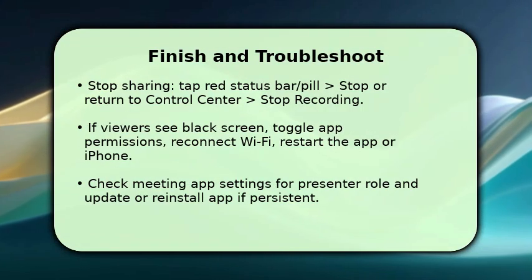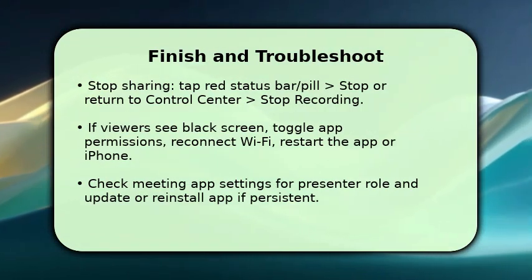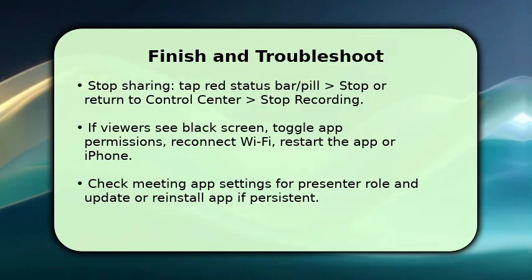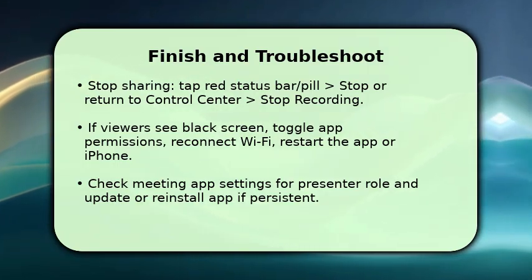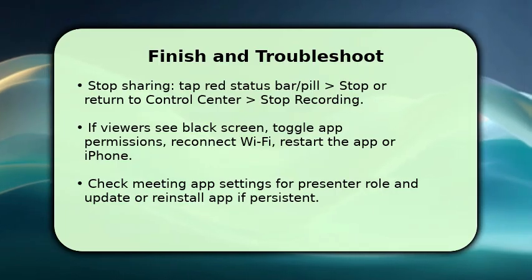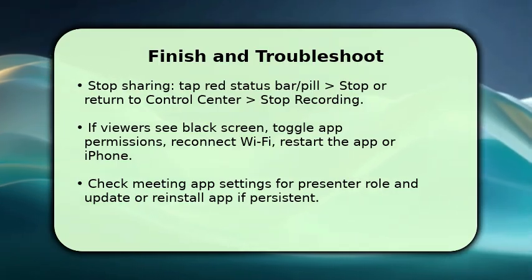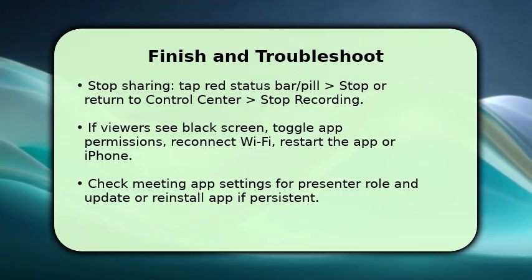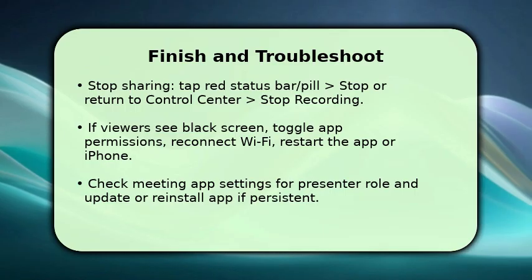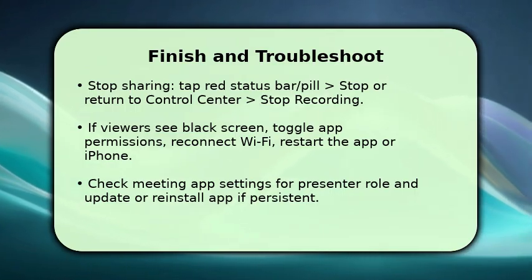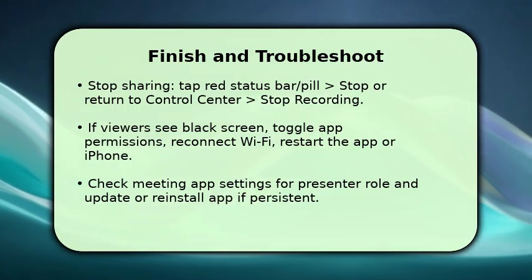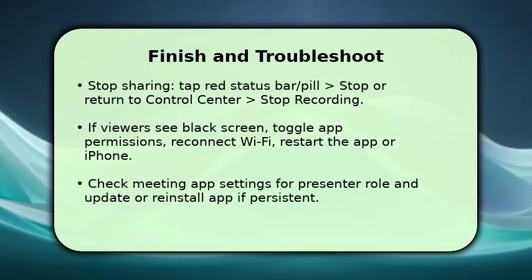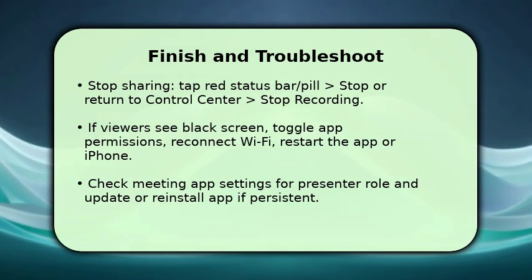To complete sharing, stop cleanly and address common failures so you can try again. Tap the red status bar or pill and choose Stop, or open Control Center and stop the screen recording. That ends the broadcast and saves no unwanted content. If viewers report a black screen, first check app permissions and microphone/camera access, then reconnect Wi-Fi or switch networks. Restart the meeting app or the iPhone if needed. If problems persist, update or reinstall the meeting app and retry. That often resolves codec or permission errors.